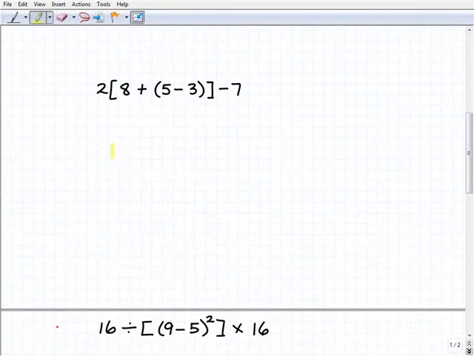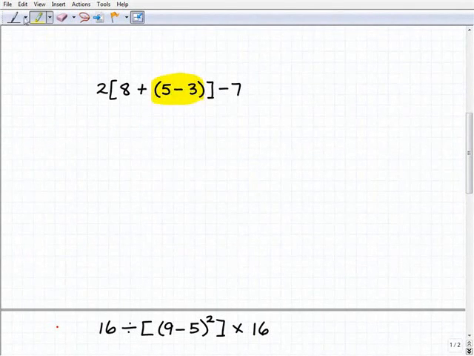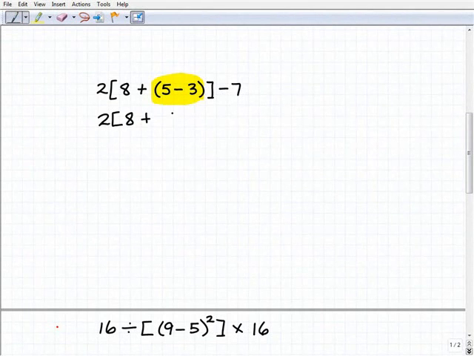Okay, PEMDAS, what do I do first here? And if you haven't tried this problem, I would go ahead and maybe pause the video and give it a try. So we have two sets of parentheses or two sets of grouping symbols. You always do the innermost first. So I'm focusing right there. So I'm going to rewrite the problem. This is the way you should show your work. You really should try to model how I'm doing this. So I have 2 bracket 8 plus. Now 5 minus 3 is of course 2. End bracket there minus 7.